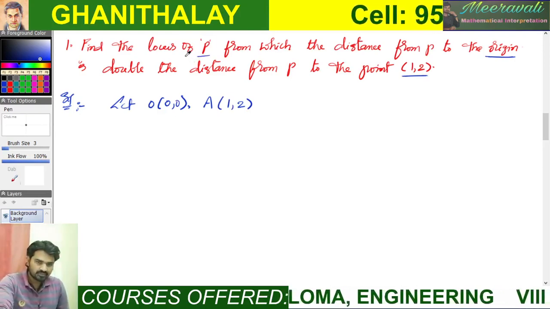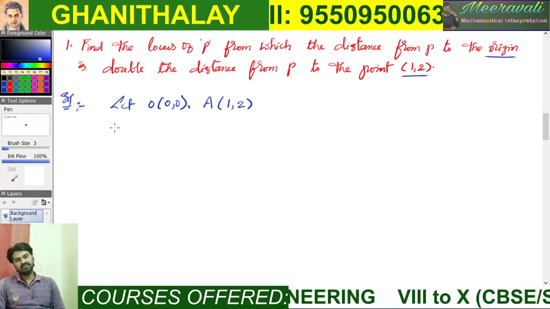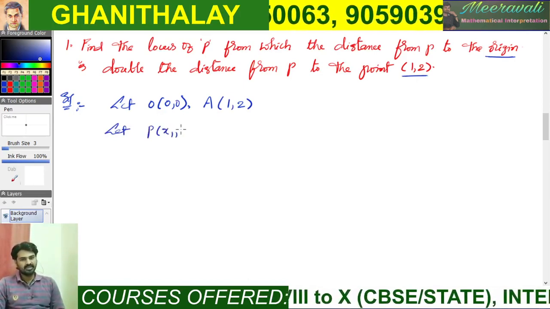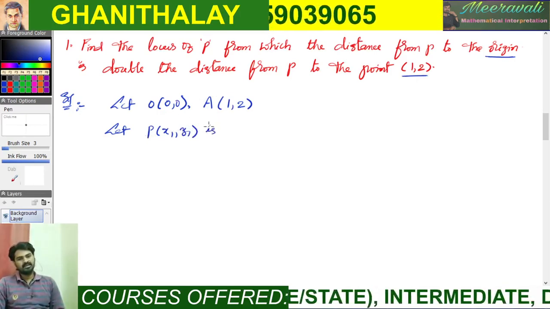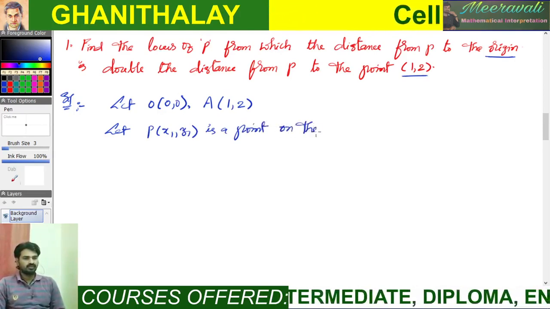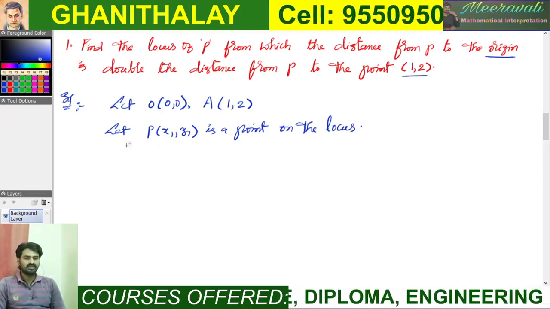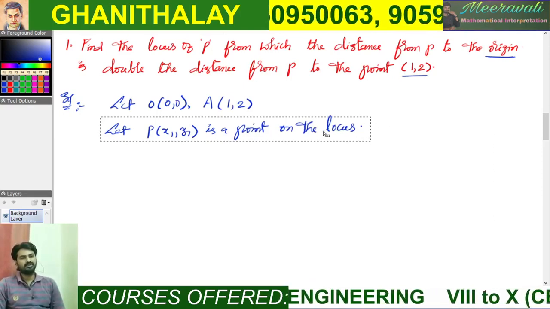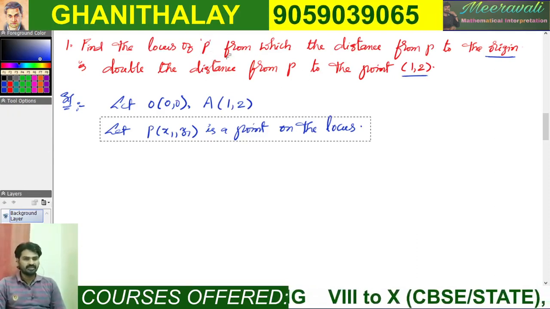If you want to find the equation of the locus of P, first you need to take a point on the locus. Let the point on the locus be P(x1, y1). This is a very important step. If you write this step in the examination, you will get 1 mark for it. Next, observe what properties are given here.